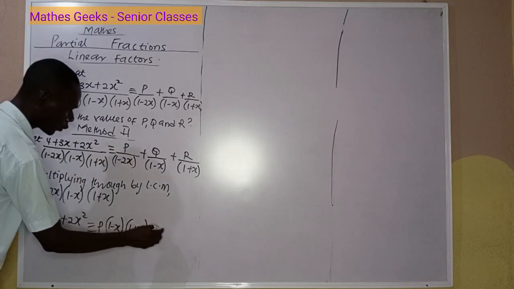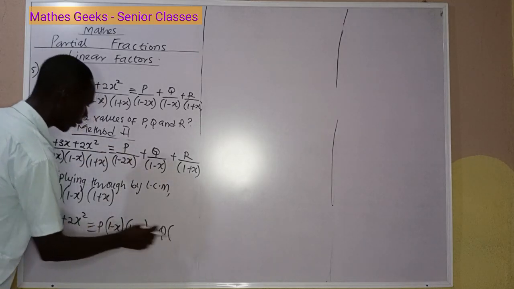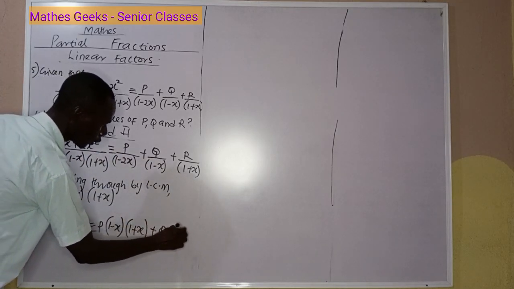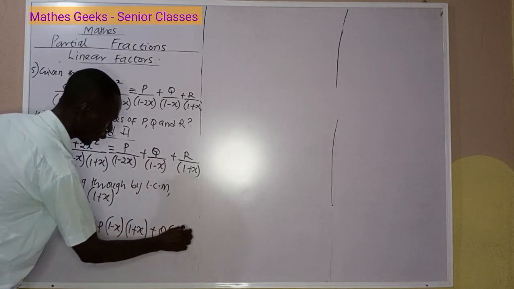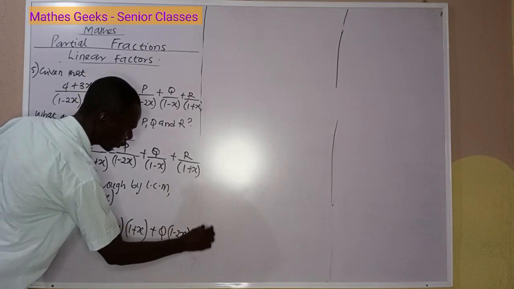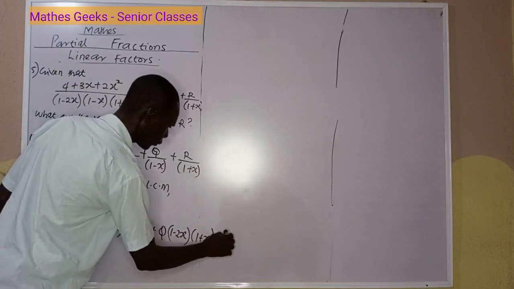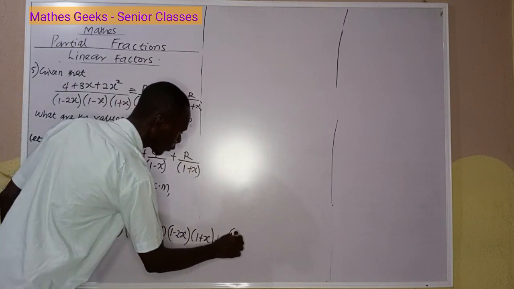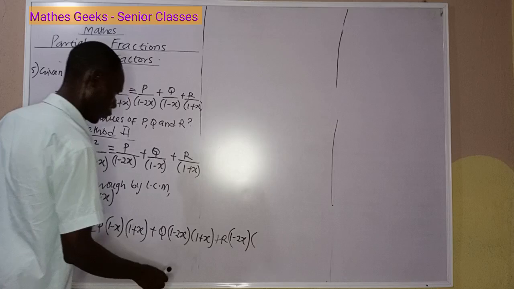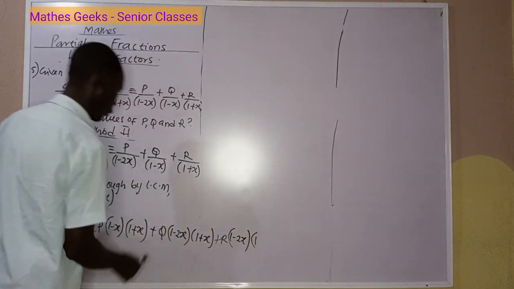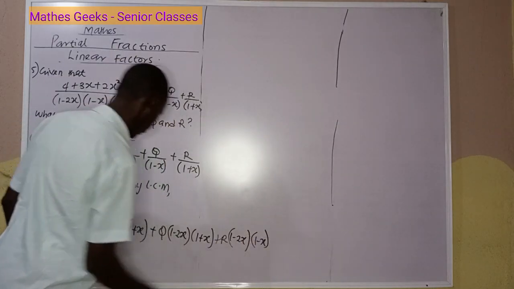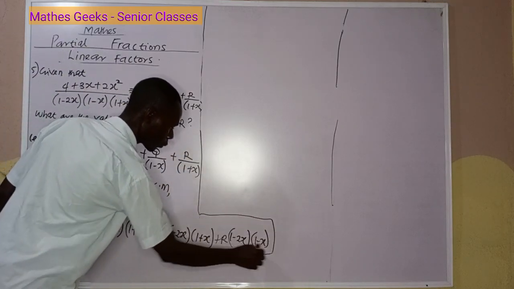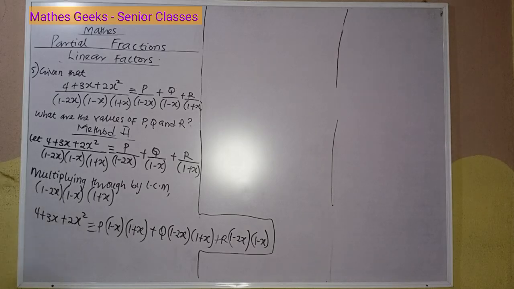So this is what we have, plus Q. Same thing applies. This one will eliminate this part, so we are left with (1 − 2x)(1 + x). Then plus R. This part will be eliminated, so we are left with (1 − 2x)(1 − x). Right, so that's what we're going to have.